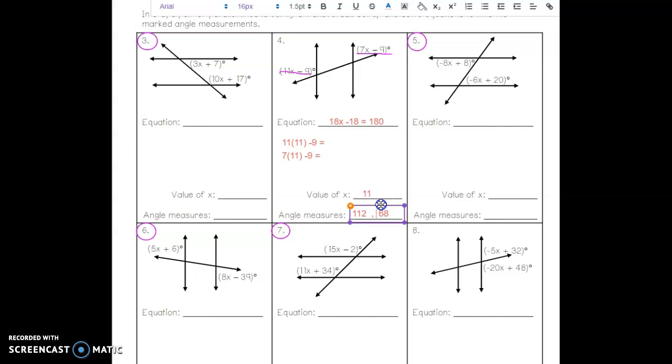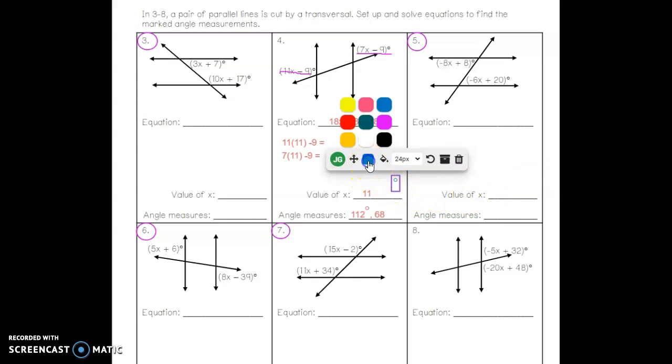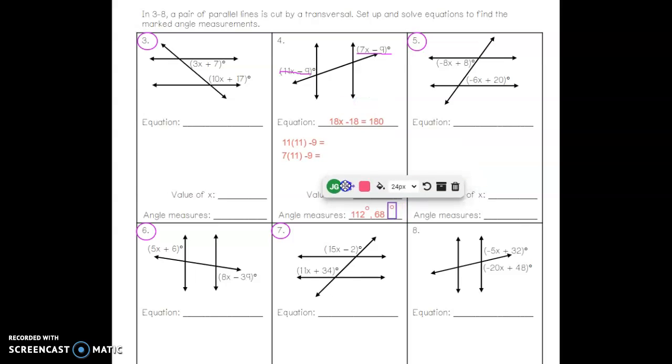Now, if I add 112 and 68 together, this is more of your common sense and just checking your answers. If I add them together, they should equal 180 degrees. If they don't equal 180 degrees, that means you've done something wrong, because it's a supplementary angle, which means it should be 180 degrees. So I do that. They do equal 180 degrees, so I am done with question 4.